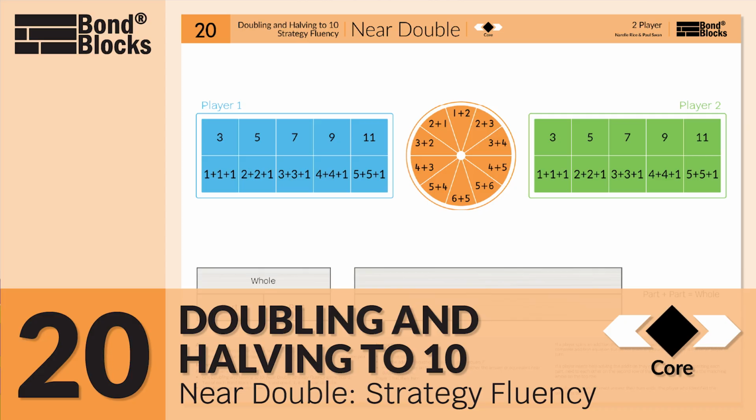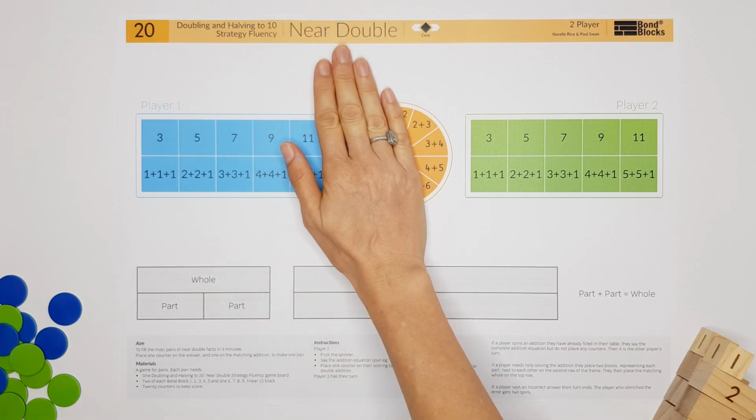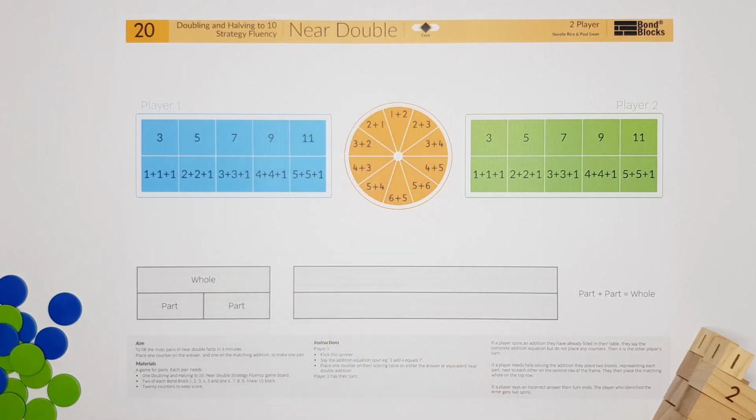Welcome to Activity 20. In this activity, we will be developing fluency using the strategy of near double addition to add one more than the double bonds of 1, 2, 3, 4 and 5.